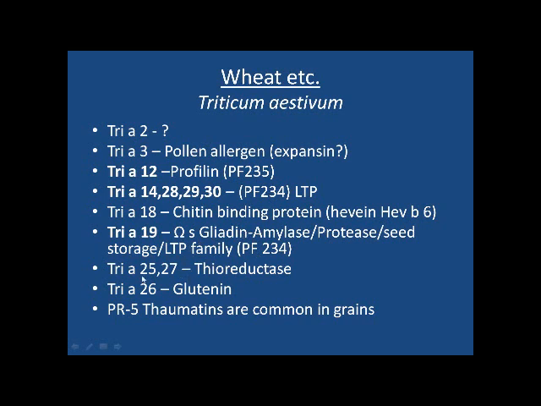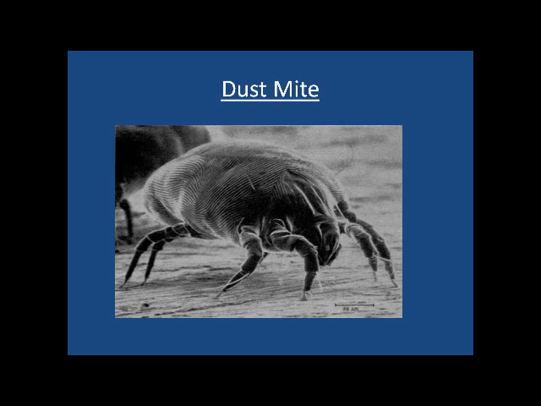Thioreductases in wheat have been identified as allergens, and the glutenin, which is responsible for the viscosity of bread, is also an allergen. Also, it's kind of interesting, the PR5 pathogenesis-related 5 proteins, the thaumatins, which are very sweet to the taste, are also very common in all the grains, and we'll discuss that in a minute when we discuss pathogenesis-related proteins. Are any of these associated with celiac disease?